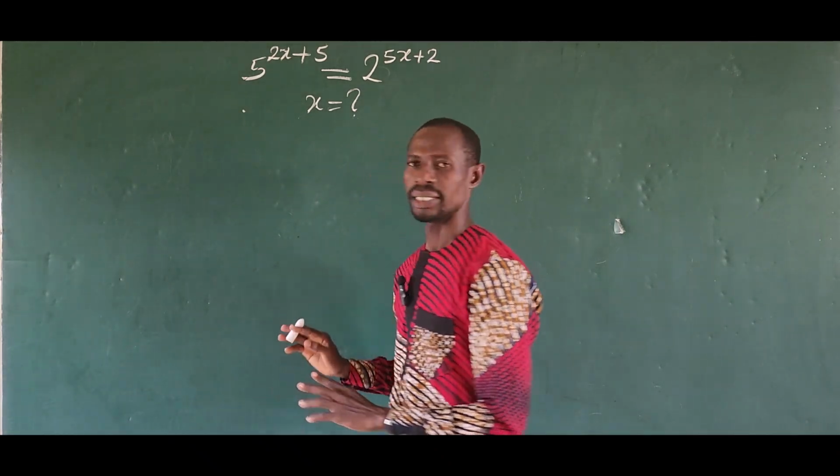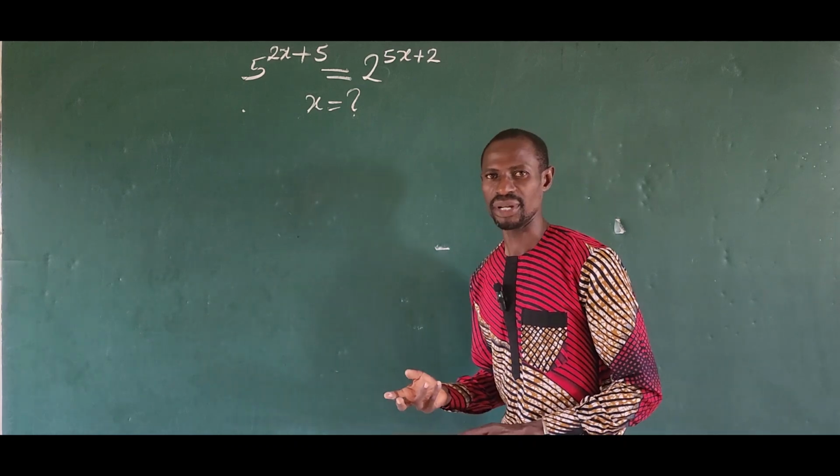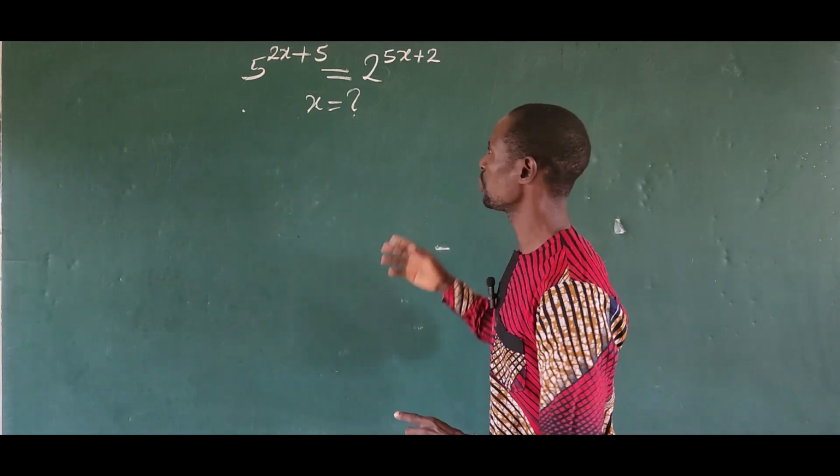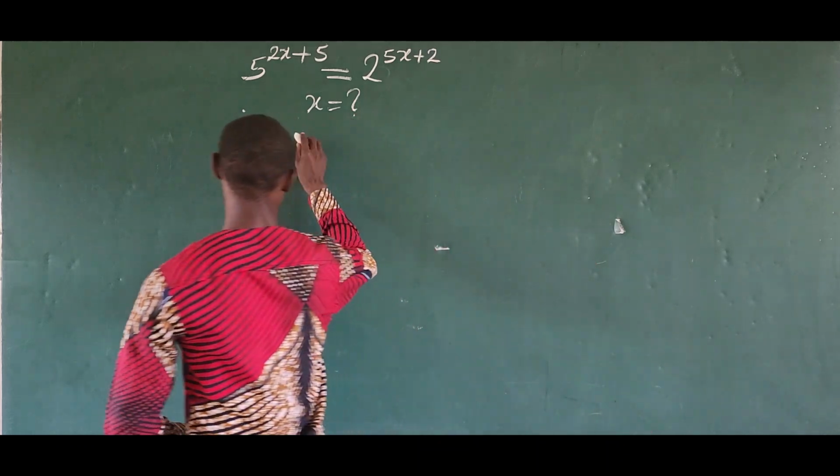Today we have this nice exponential challenge before us here. The question is 5 to the power of 2x plus 5 equal to 2 to the power of 5x plus 2. What is the value of x here? So we take our solution.